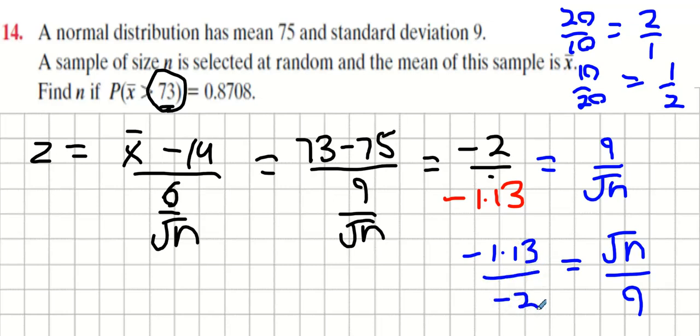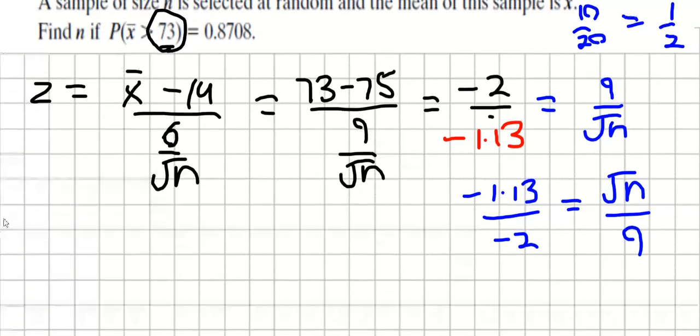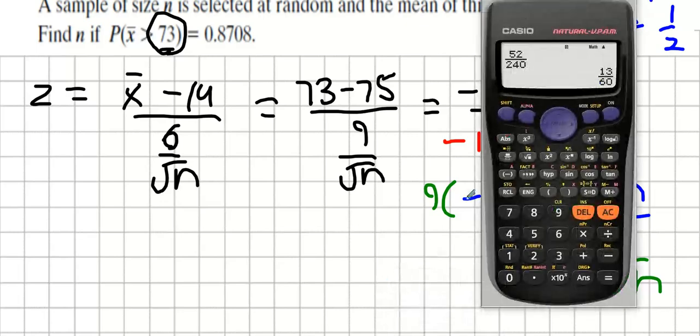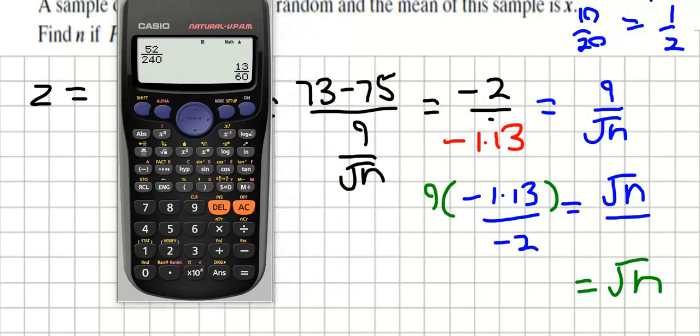Does that make sense? Now, how do I get the root n on its own? What do I need to do with that 9? Bring that 9 up. Okay? And then multiply that out, and then square both sides. And you should be done. I like that turn it upside down trick. It's just pretty slick.